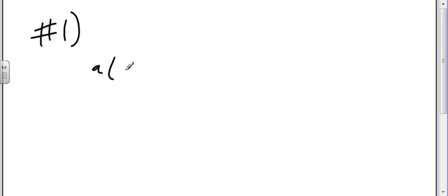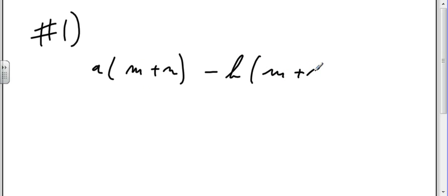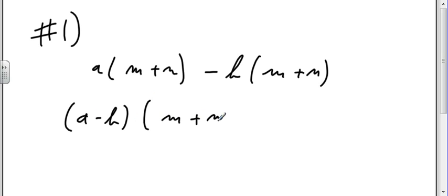So I've got a minus b times m plus n. And right now the class is asking, what does that have to do with the difference or sum of two cubes? I don't understand. And it has nothing at all to do with that. It has to do with factoring things. So we're going to factor this: a minus b times m plus n. And you can see if I multiply it out, I can multiply it out. And I'm going to do number 2 next.